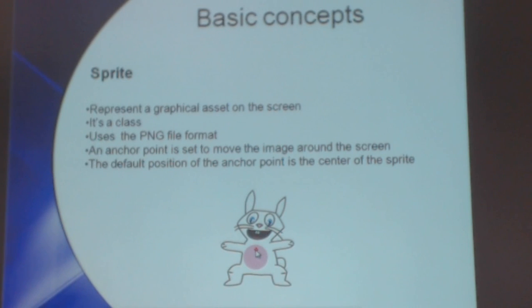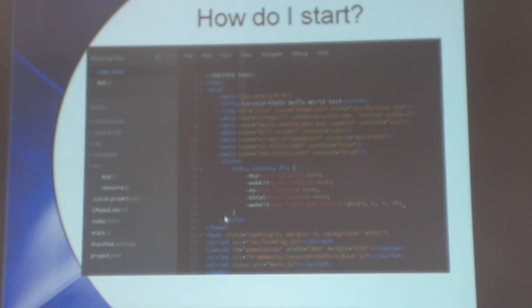And of course, I could change the anchor point of the bunny, let's say to put it at the 0,0 of that sprite. So if I position that bunny here, I can see the complete bunny, which would make more sense in a lot of situations. So how do I start?